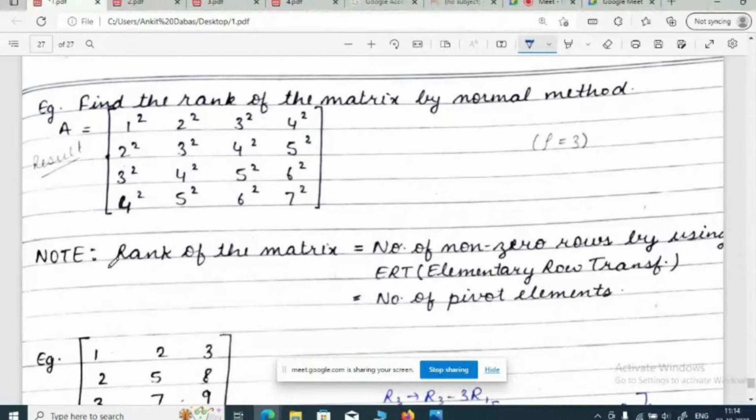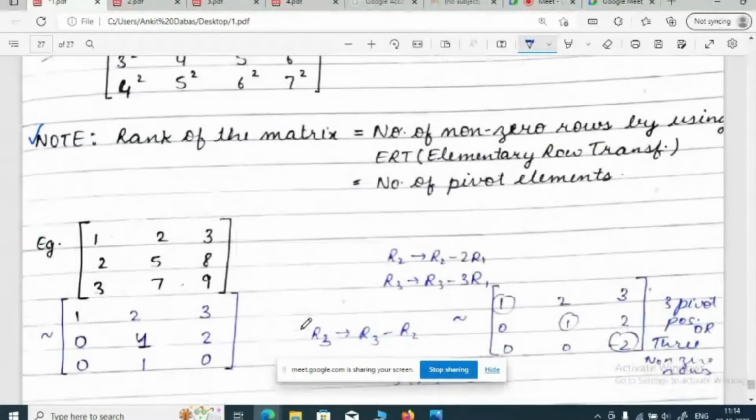Note we were discussing that while computing the rank of a matrix, you need not find the minors every time, because that is a very tedious task. So what you can do is find the number of non-zero rows by using elementary row transformations. That is the number of pivot elements in that case.